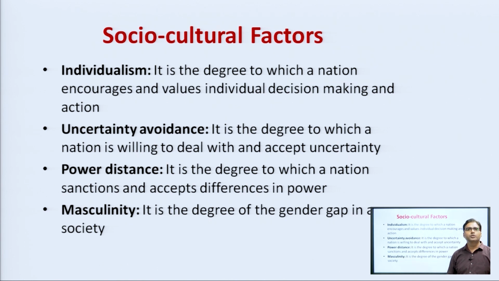The next is socio-cultural factors. Socio-cultural factors are the factors that are directly associated with the social structure or the cultural perspective of the nation where your international business is going to flourish, going to start. There are basically 4 elements: individualism, uncertainty avoidance, power distance, and masculinity.